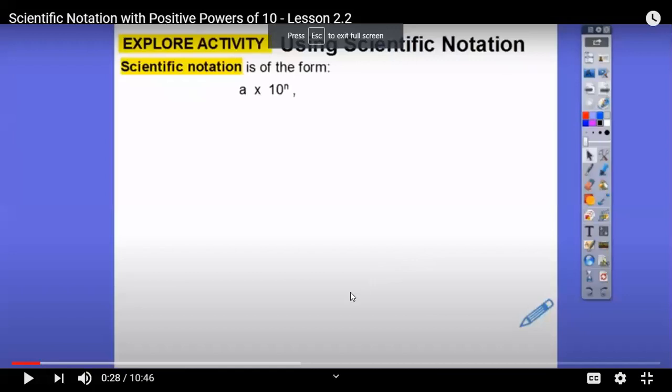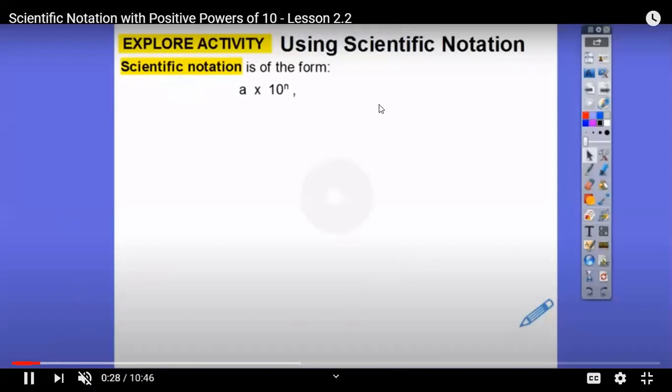Hello everyone. In our lesson today, we are going to study lesson 2.2 in your book. You will find it on page 39. This lesson is called Scientific Notation with Positive Powers of 10.